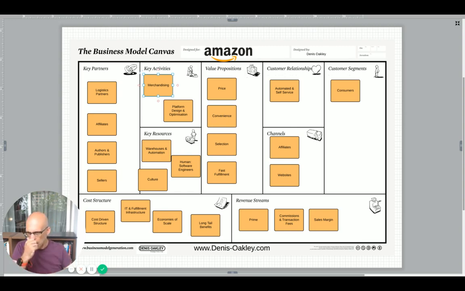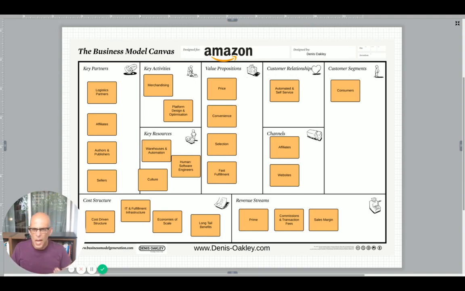And of course, the platform design and optimization, continually optimizing it to make it more competent, more able to sell everything. And this is what the famous biography about Jeff Bezos, Amazon, the everything store, is about. The goal is to sell everything. It started off as books.